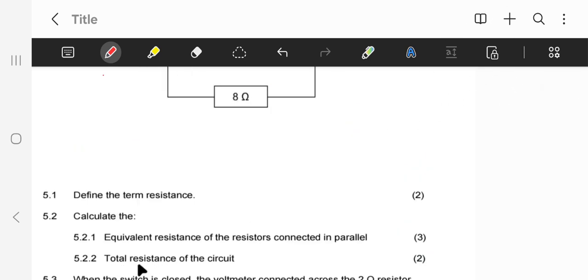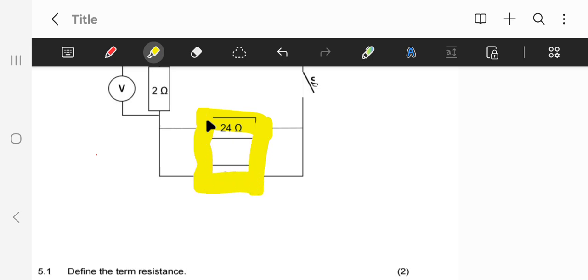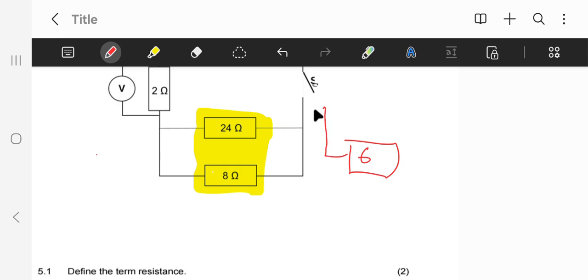The next question says we have to find the total resistance of the circuit. The way we calculate that is to remember that we have resistors that are in parallel, and we found the total of these, which was 6 ohms. And then we have this one. This one is the resistor that is in series.